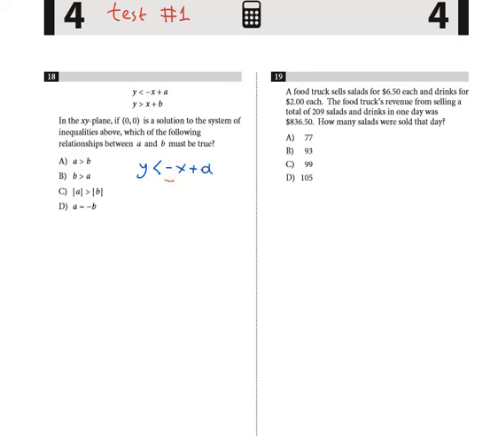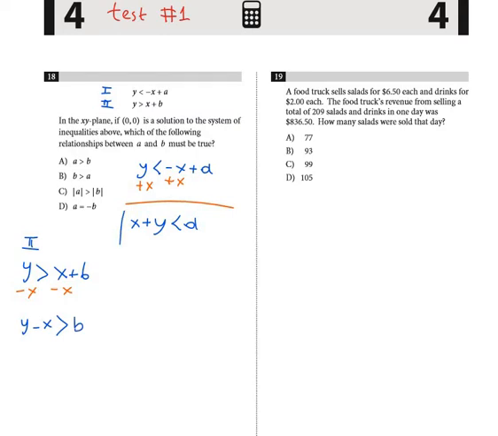Add x on both sides. So we're going to obtain x plus y is less than a, and on the second equation, let's call this first equation, and on the second equation we have y is greater than x plus b. Let's subtract b on both sides. And this time we're going to have y minus x is greater than b. So we obtained this and we obtained this to compare.